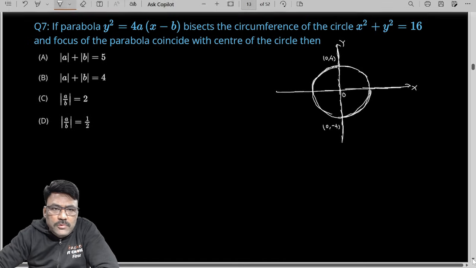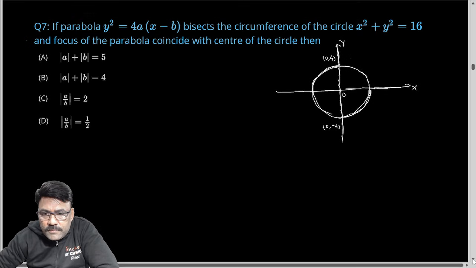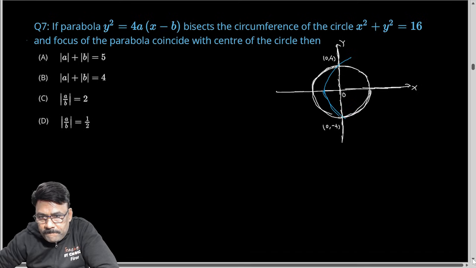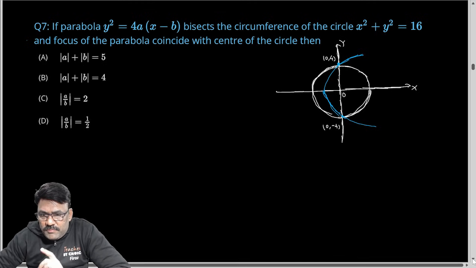So your parabola should look like this. Parabola will be something like this. This is the parabola. So this is the common chord. Let me call it AB. In fact, this point is A, this point is B. The common chord is this y-axis. Means the diameter along the y-axis is the common chord.